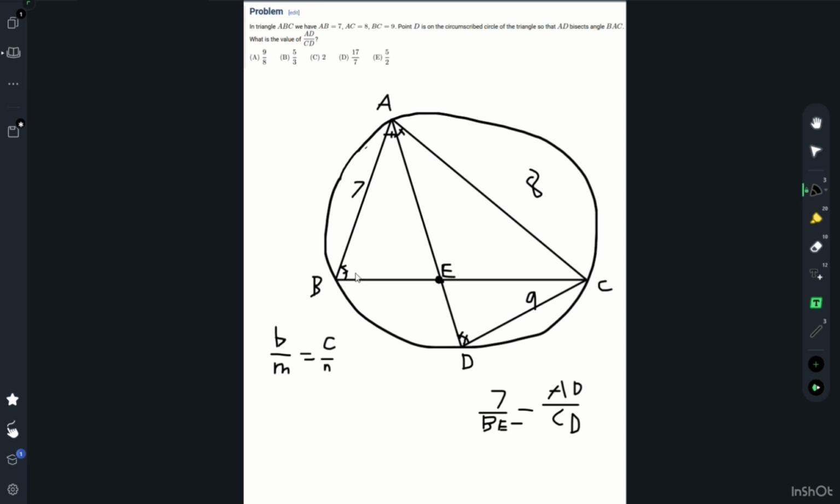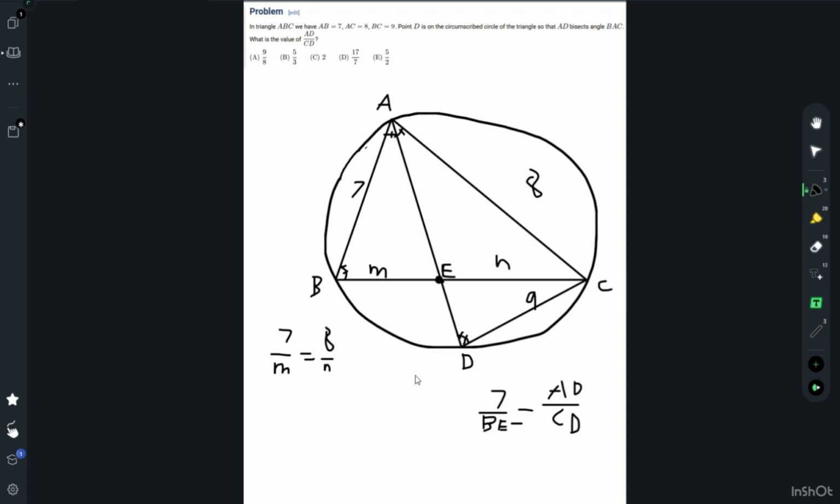So in this case, the BE would be the M. So we can just put M over here. And the EC over here would be the N. So now we can replace B with 7 and C with 8. The whole reason the angle bisector theorem works, by the way, is that we have bisected this angle over here, which means that the value over here over BE would have to equal AC over this point to C.